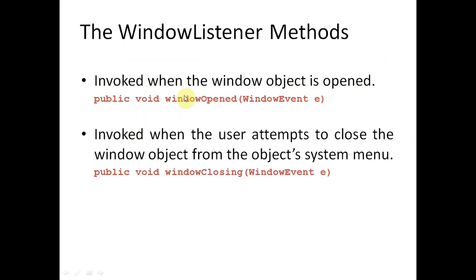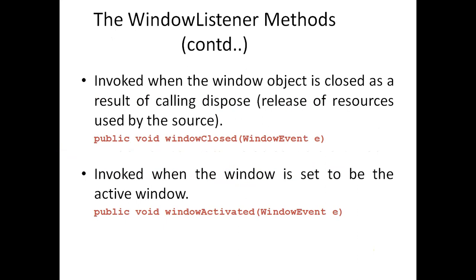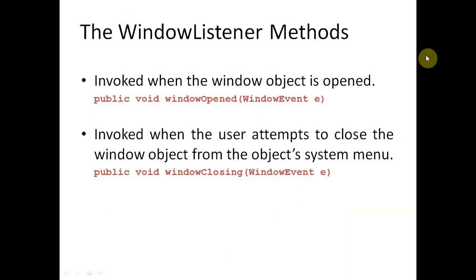When we open the window, suppose we are clicking on the open function of the window after the right mouse button, then this event will generate. And windowClosing will be invoked when the user attempts to close the window object from the system menu. So when we are closing by clicking on the close tab or cross button, then this event function will activate. And windowClosed is invoked when the window object is closed. When the user attempts to close, windowClosing will activate.